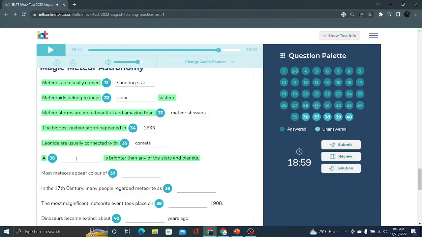Fireball? Okay, the answer would be fireball. F-I-R-E-B-A-L-L, fireball. As he was saying, a meteor that appears brighter than any of the stars and planets is a fireball, and she was repeating it by asking a question, fireball. So that's what the answer will be, fireball.